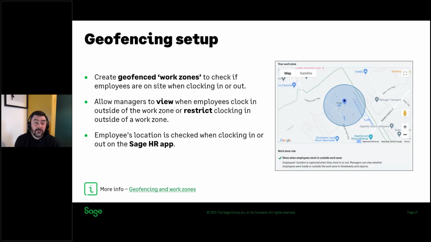So the location comes from the employee's mobile device on the Sage HR app, so they will need to give permission to location services. And if you do use geofencing, you've assigned an employee to a work zone, they wouldn't be able to use the web portal to clock in. They would have to do that from the app. Now, I do want to show you these settings. I'm going to show you how to set up a work zone as well.